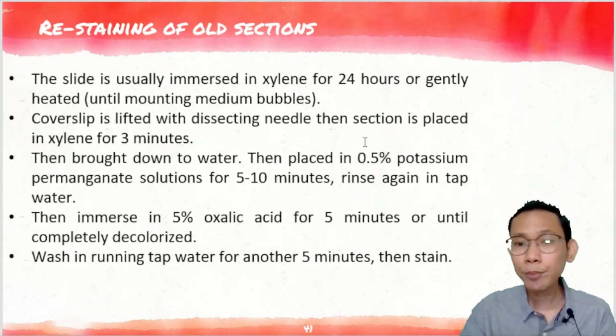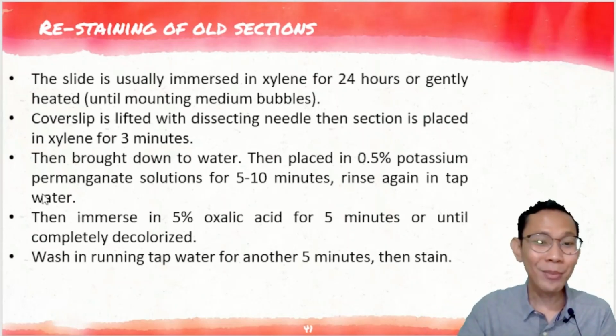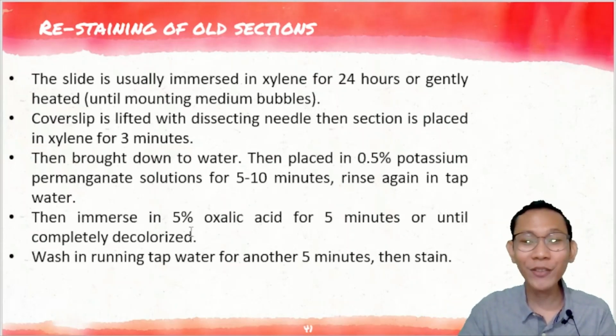Then placed in your 0.5% potassium permanganate solution for 5 to 10 minutes, then rinse again in tap water. Then immerse in 5% oxalic acid for 5 minutes or until completely decolorized. Then you wash that with running tap water for another 5 minutes. Then now you can stain your old section.